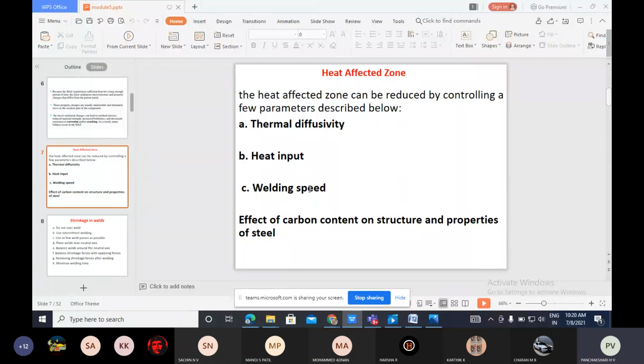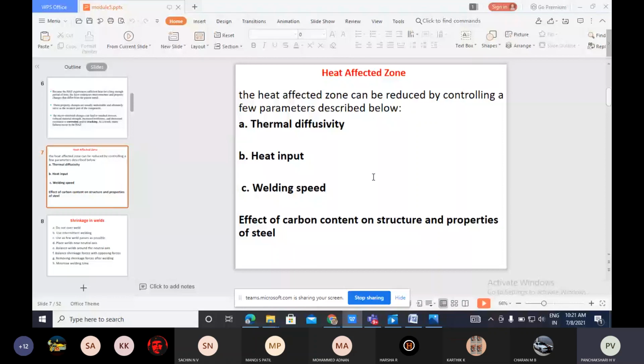Heat input, that is amount of energy input. For welding a small thickness, unnecessary extra current should not be supplied. Just 50 amps is required to weld a 4 millimeter thickness material. If you are giving 100 amps current, it is an unnecessary amount of current, so the excess amount of heat is developed, and that is going to spoil the workpiece. Okay. Then welding speed.